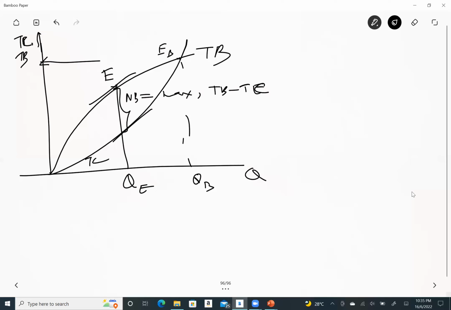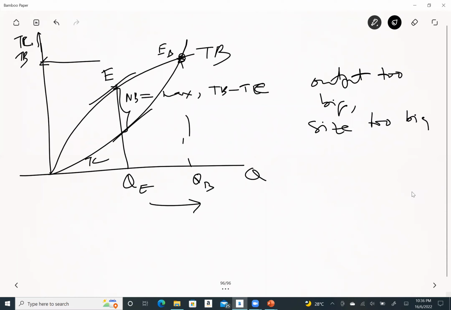So the bureaucracy model, they maximize their own benefit. They overspend, okay, or they overproduce. They produce too much output, or their size will be too big. Okay, so under bureaucracy, output is too big, or the bureaucracy size is too big. Okay, inefficient. Okay, any question?